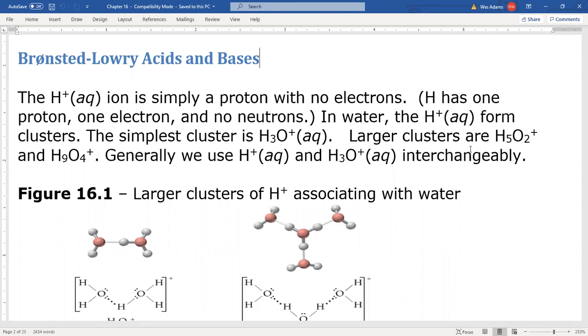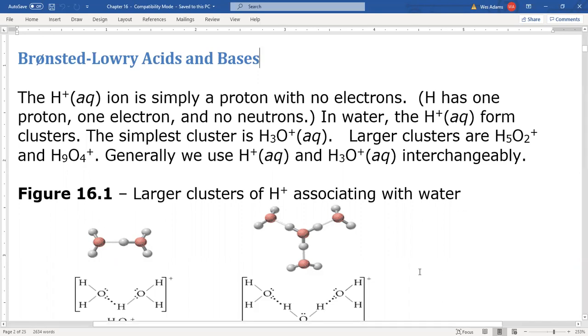In water, the H+ forms clusters, that is, it associates itself with water molecules. The simplest of those clusters is H3O+, or the hydronium ion. And we'll largely consider H+ associated with water as H3O+. We can form larger clusters, H5O2+, H9O4+. A lot of times people will use the H+ and H3O+ interchangeably. However, realize in aqueous solution, the hydrogen ions are associated with the water, and so you're likely dealing with hydronium, H3O+, and most people will want to write it that way.